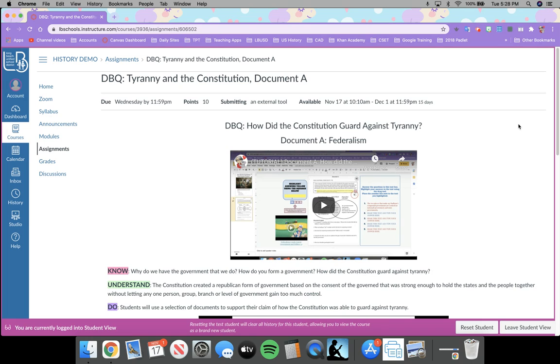What I'd like you to understand is that the Constitution created a republican form of government based on the consent of the governed that was strong enough to hold the states and the people together without letting any one person, group, branch, or level of government gain too much control.